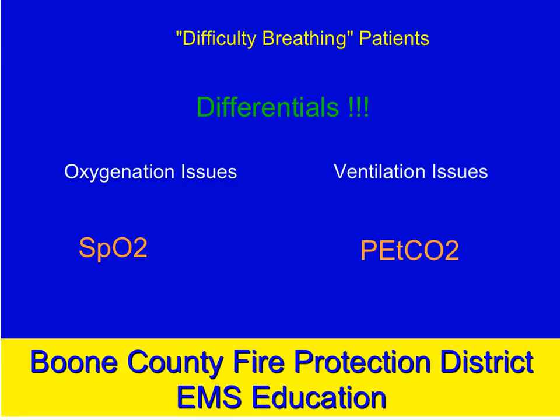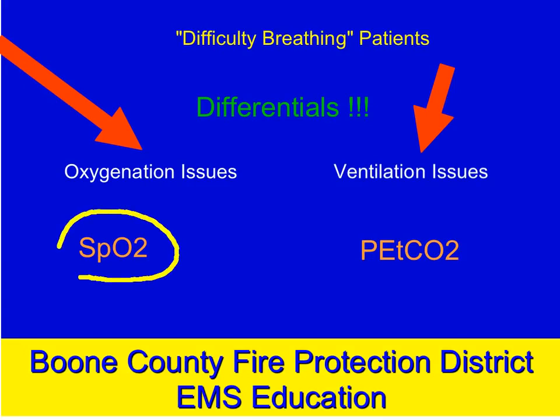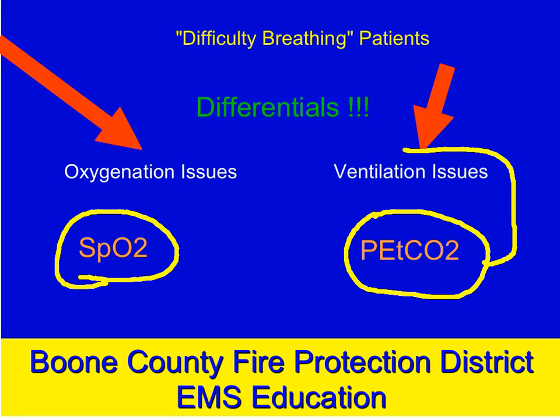So our difficulty breathing patients can have oxygenation problems. They may have ventilation problems. But any way you go, we can assess their pulse oximetry and their capnography, and that gives us a chance to get a glimpse of what's going on. Capnography is going to tell us more about ventilation than any other assessment.